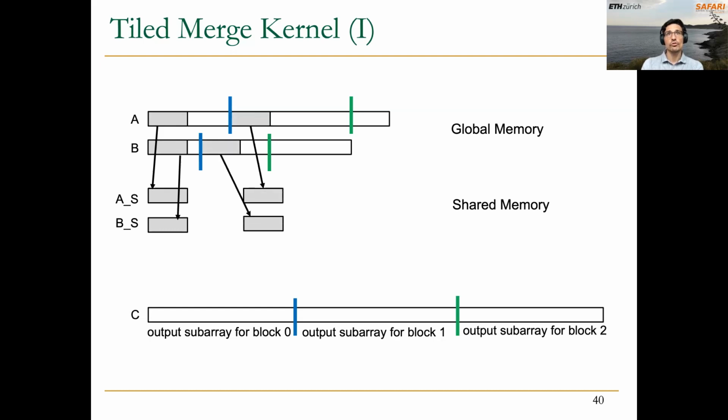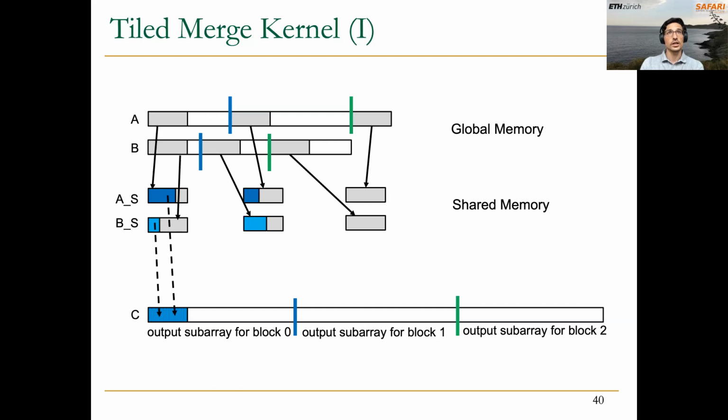This is for block 1, and this is for block 2. Soon after that, we have the threads of each block going through the elements of A and B that are now in shared memory in these tiles. They start comparing them. They are actually executing the actual merge operation and writing to the output in the corresponding places. We are going to see how exactly in the next few slides.